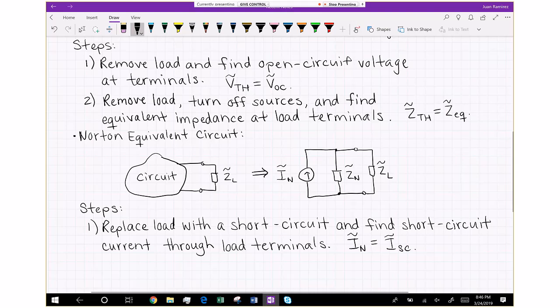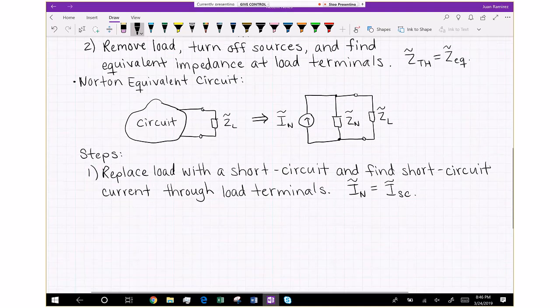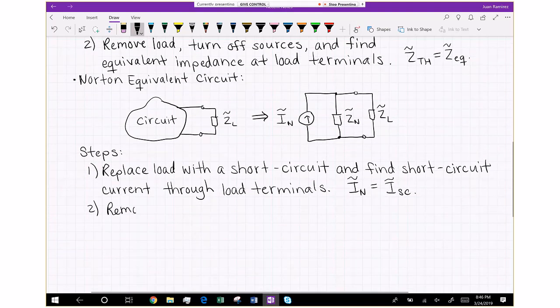And then the Norton impedance is found the same exact way as the Thevenin impedance was found. So we simply remove the load, turn off sources, and find the equivalent impedance at the load terminals.